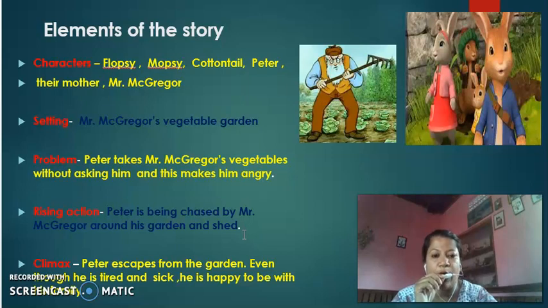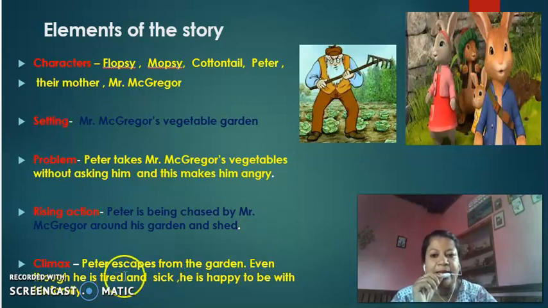He hides in a pot. If you read the story, you'll come to know this. Okay, and finally he manages to escape. So your rising action is where Peter is being chased by Mr. McGregor around his garden and his shed. This is a very dangerous thing. Peter could have been killed. Peter could have been caught.